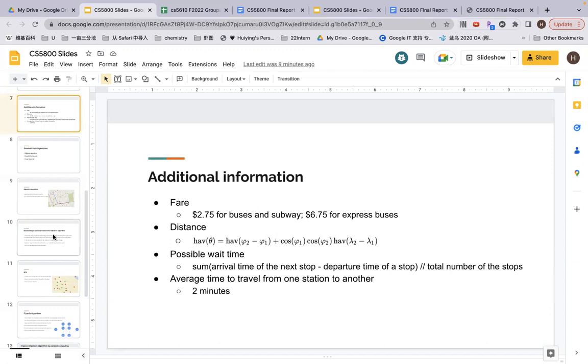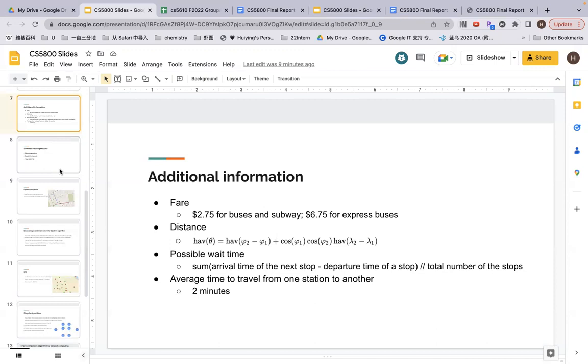And the third one is the average time to travel from one station to another. We can calculate the average time by subtracting the departure time of a stop from the arrival time to the next stop, and we sum them up, then we divide by the total number of stops. And the last one is the possible wait time.